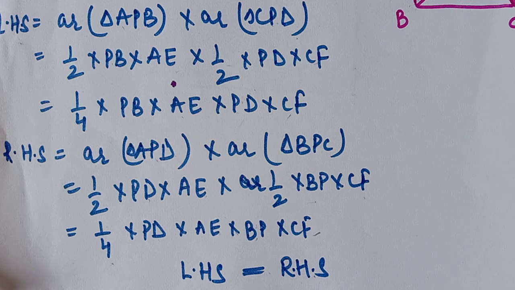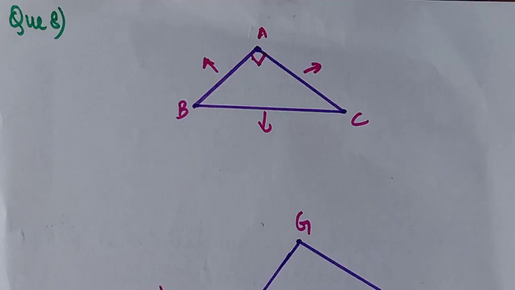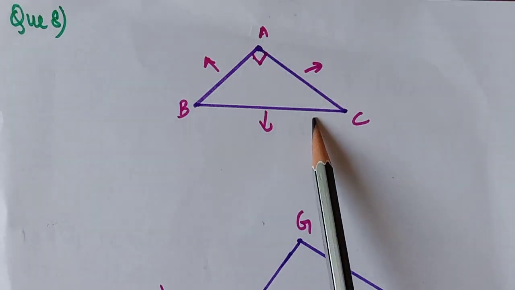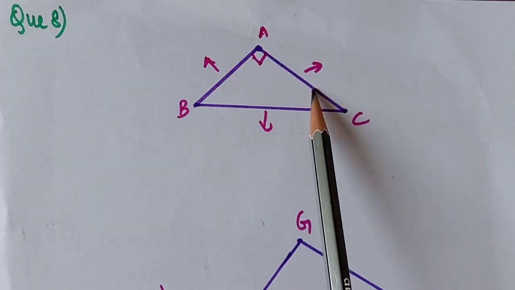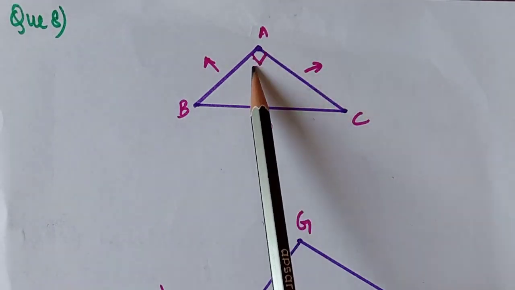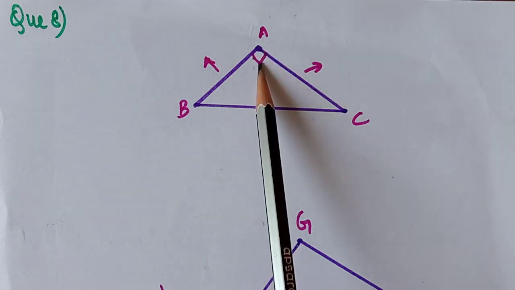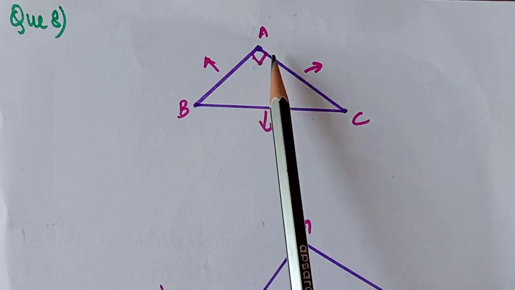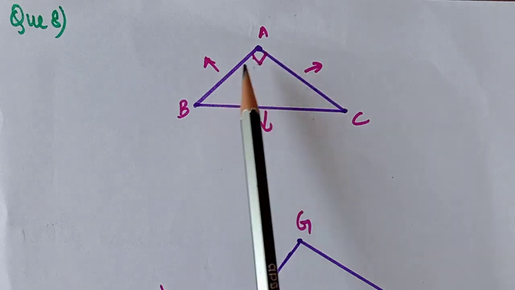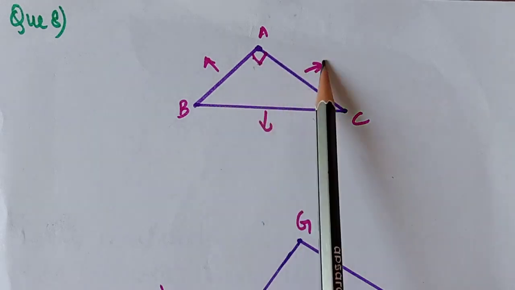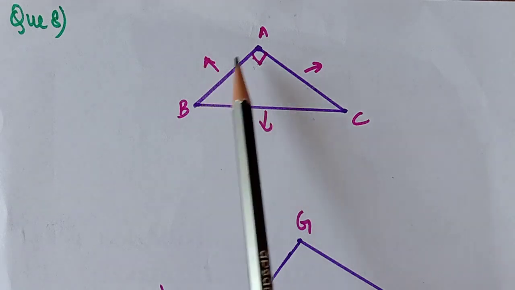Now question number 8, which looks like the most difficult question, so pay attention here, but it is a very easy question. Question number 8 from exercise 9.4 of your NCERT: we have a triangle ABC which is right-angled at point A. This is a right angle triangle at point A. Now we have 3 sides AB, AC and BC.